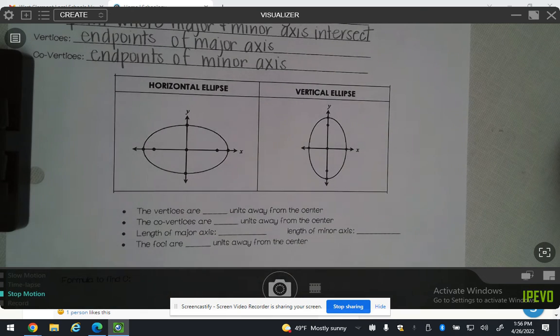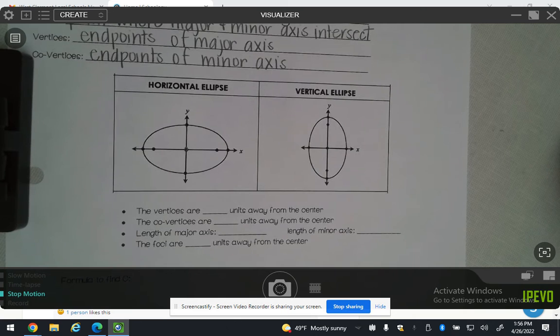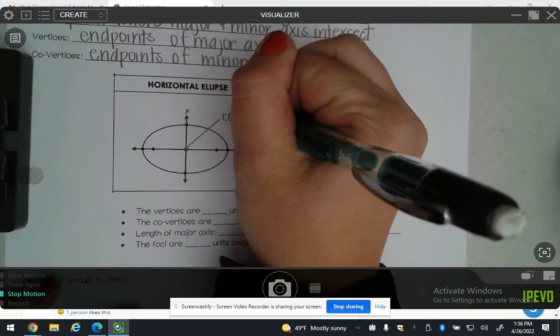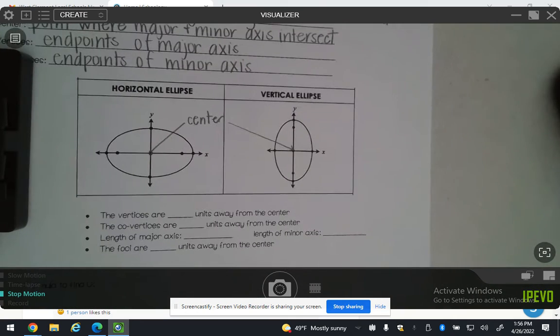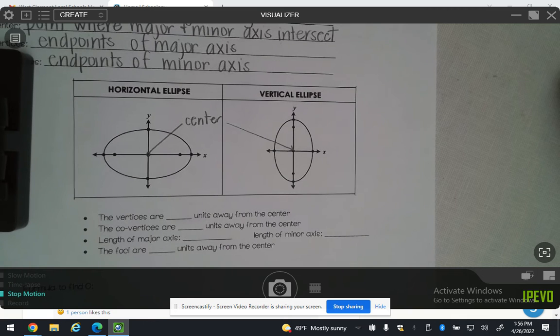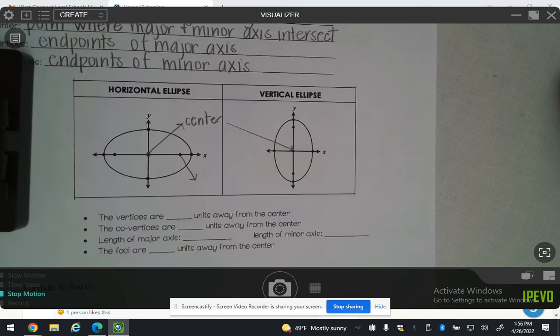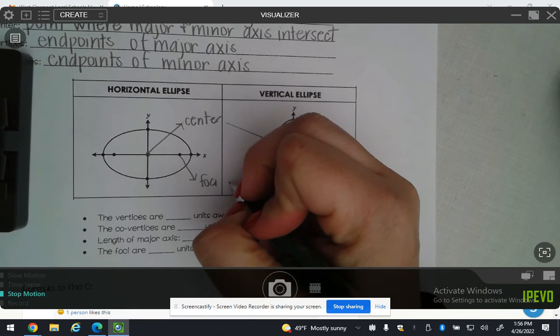Now, you're going to want to label what these things are. So this point right here, what is that? That's the center. And over here, it's right there. That's your center. What do you think that is? Hold on, it's coming. What do you think that is? That's a foci. Same with that.